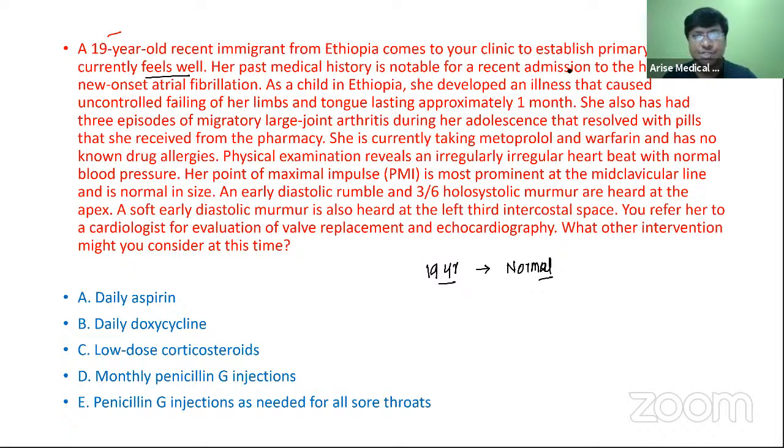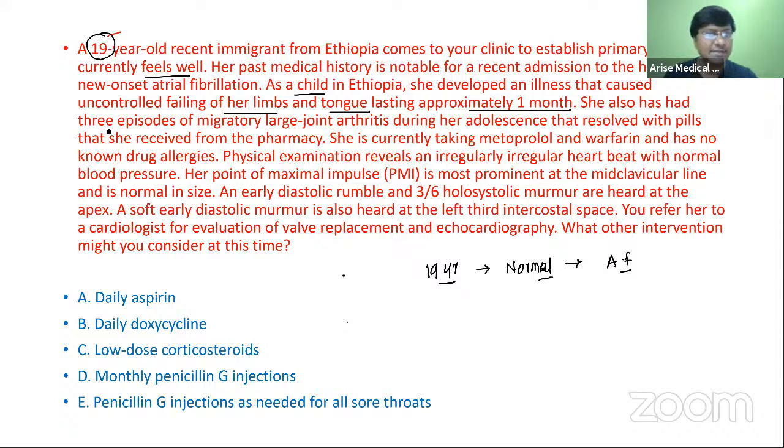Her past medical history is notable for a recent admission to the hospital for new onset atrial fibrillation. So what is the past history? Known case of AF, right? That means for the episode of atrial fibrillation, the individual got admitted in the hospital. As a child in Ethiopia, she developed an illness that caused uncontrolled flailing of her limbs and tongue lasting approximately 1 month.